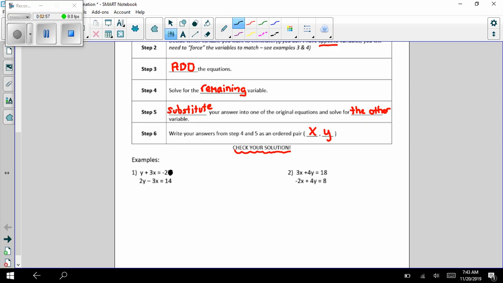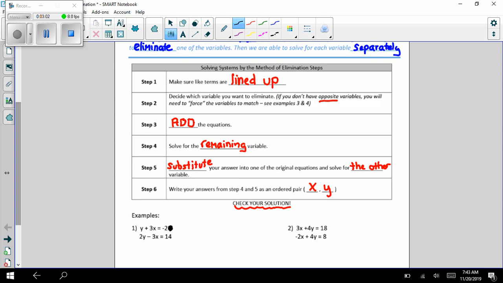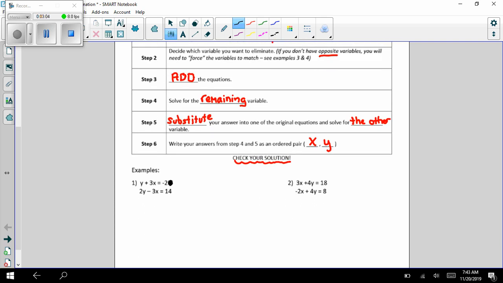Thank you. Okay, so the first step, again, was to make sure the like terms are lined up. Like terms, we're talking about the x's and the y's. So we have a y on top and we have a 2y on bottom. Those y's are lined up. Then we're adding and subtracting something in each equation. On the top, they're adding a 3x. The bottom, they're subtracting a 3x. So yes, our like terms are lined up. Over here, our constants, which are -2 and 14, they don't have an x and y, so they are lined up. So we are good to go to step 2.